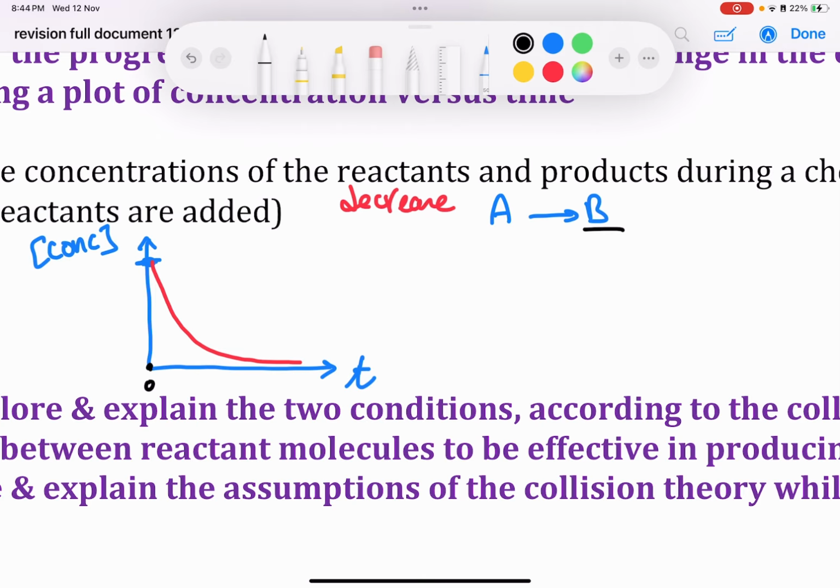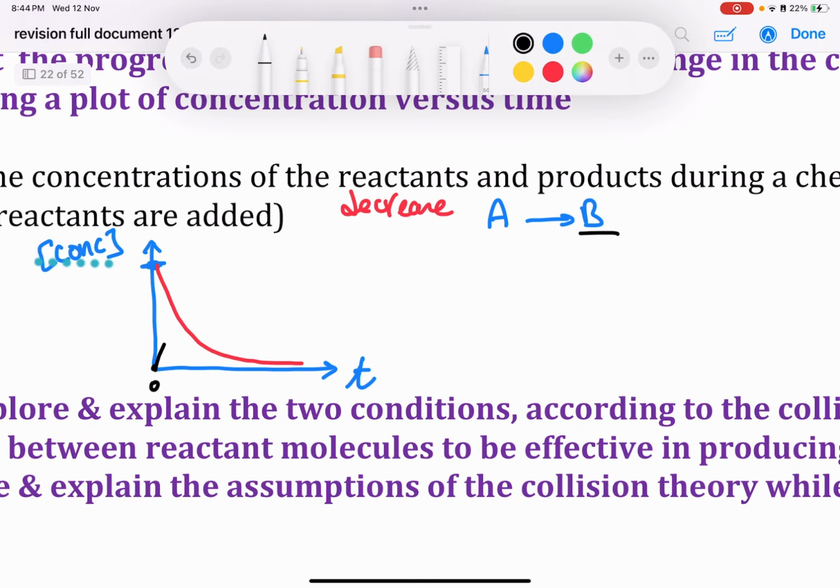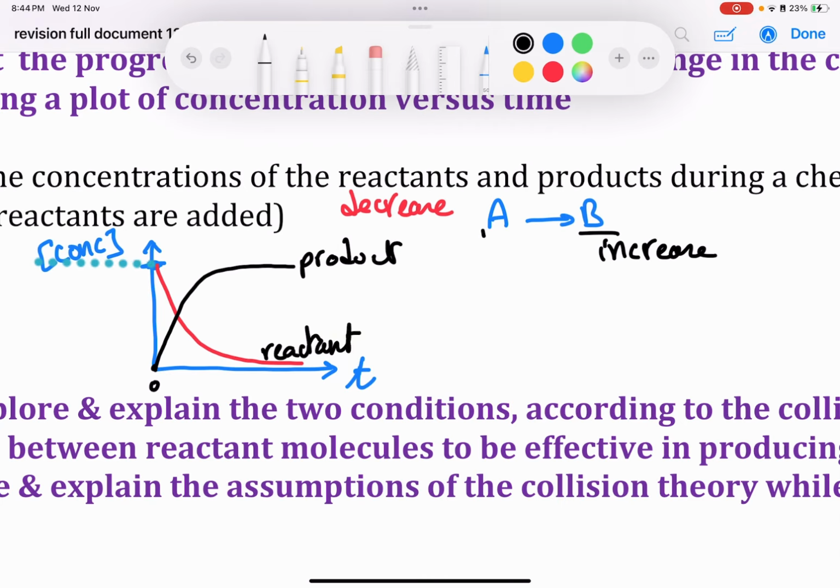So at time 0, we don't have B formed yet. B is going to start forming and it increases over time. So this is for the product that increases with time, and this is for the reactant that decreases to give me a product with time.